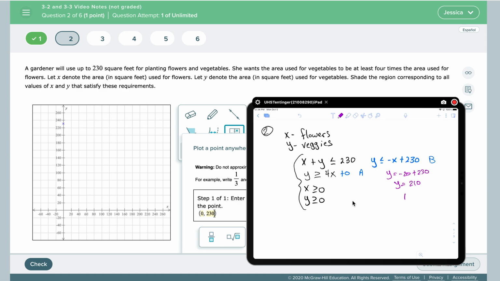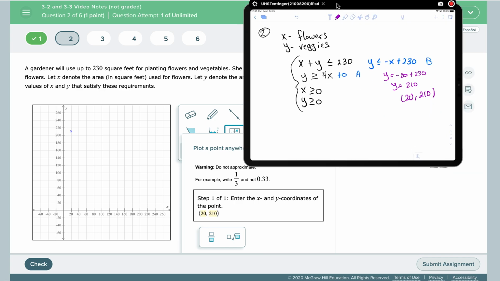So we would graph the point 20, 210. And that will give me the second one. So let me type that in. So 20 and then 210. And then we're graphing, oops. Let me move this here.